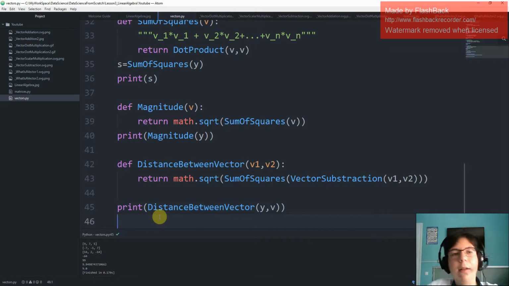So this was it for this tutorial. In the next tutorial we are going to talk about matrices. So the linear algebra tutorial will be divided into two distinct parts, this one and the next one.